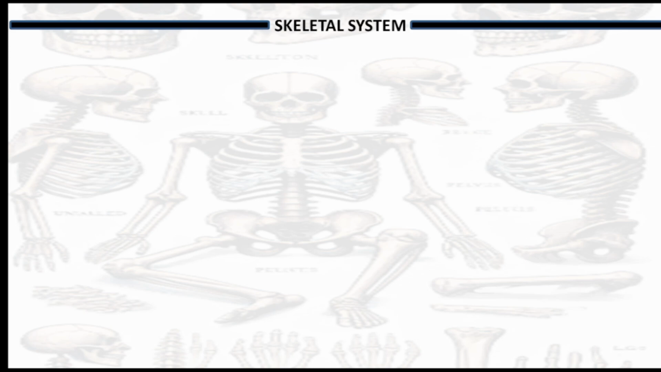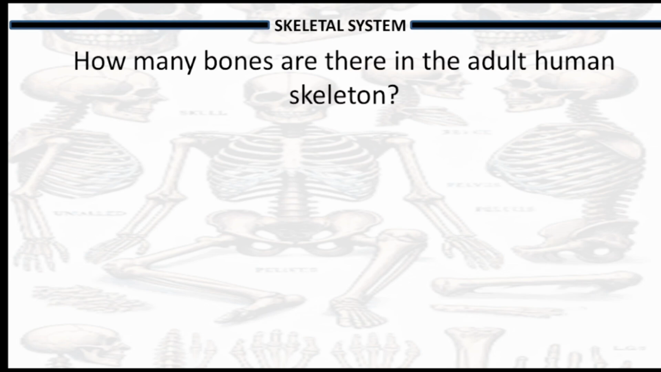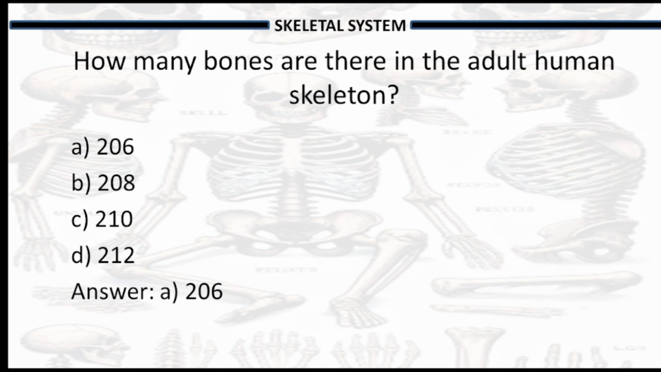Today we are going to learn skeleton system. We will cover all the important questions and learn about skeleton system. Starting with the first question. How many bones are there in the adult human skeleton? Right answer is 206.